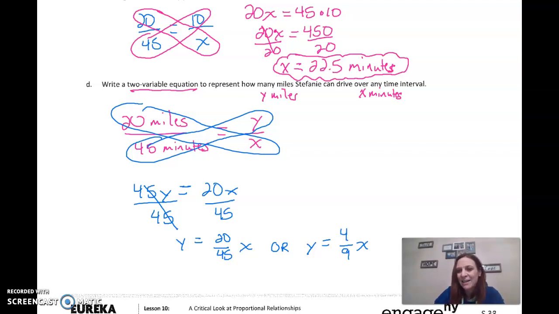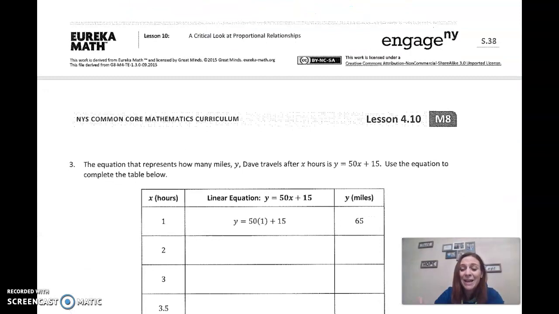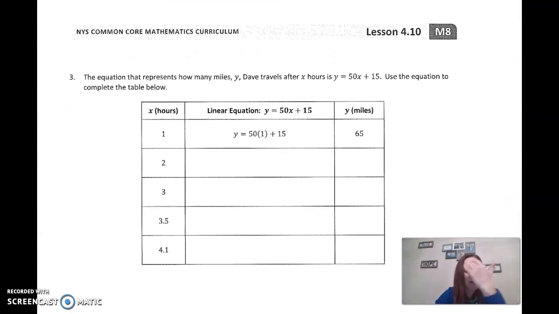One last thing. I'm not taking the time to derive this problem here, but in your homework, you're going to have to derive an equation. So we're going to pretend that we've gone through that already. The equation that represents how many miles y Dave traveled after x hours is y equals 50x plus 15. The number of miles equals 50 times the number of hours plus 15. Use the equation to complete the table below.